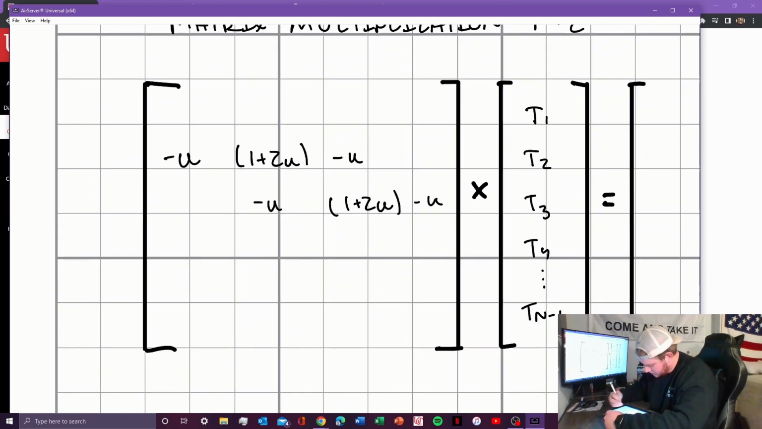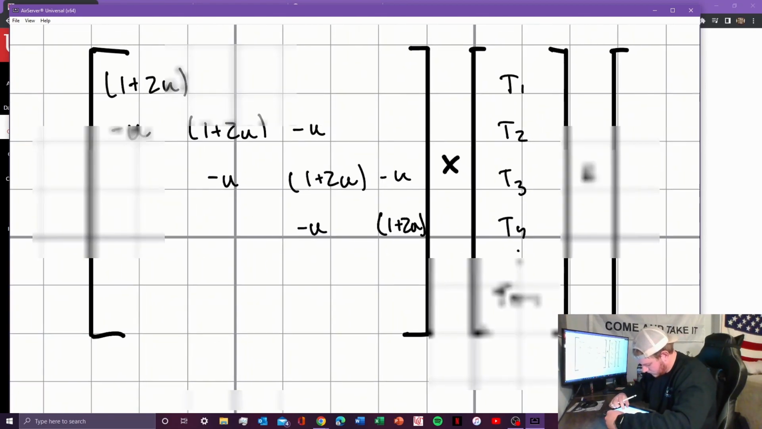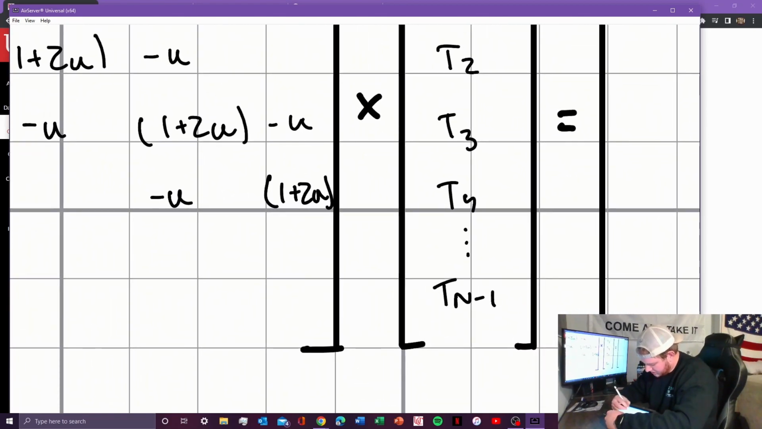you'll see a pattern start to emerge, where this repeats in a diagonal pattern. And it just keeps going down the line and down the line.